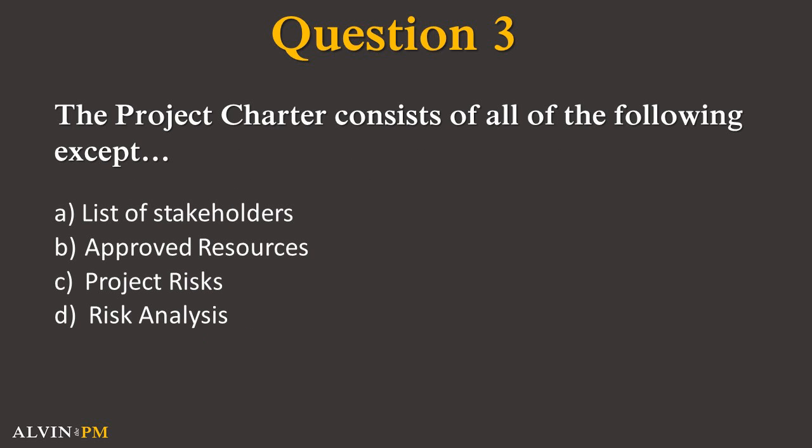Question 3. The project charter consists of all of the following except A, list of stakeholders, B, approved resources, C, project risks, or D, risk analysis?